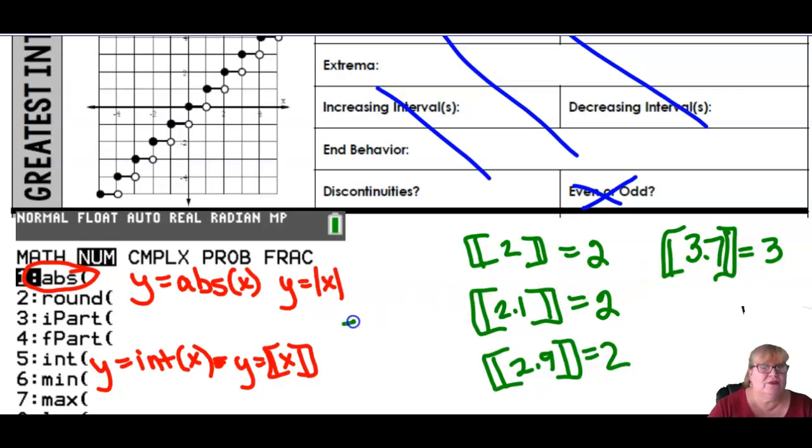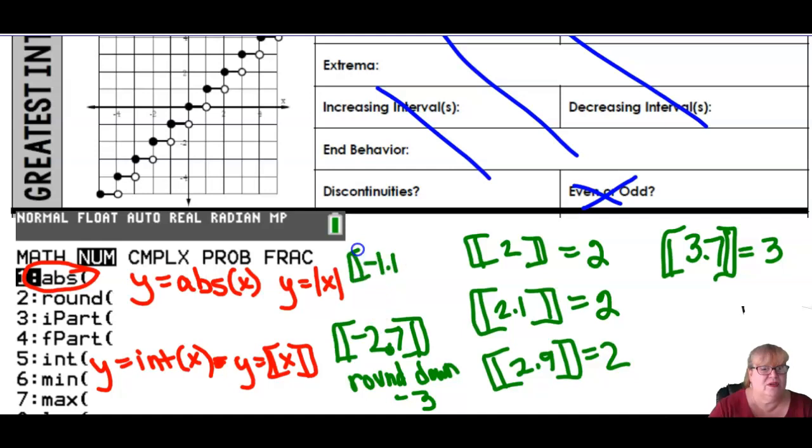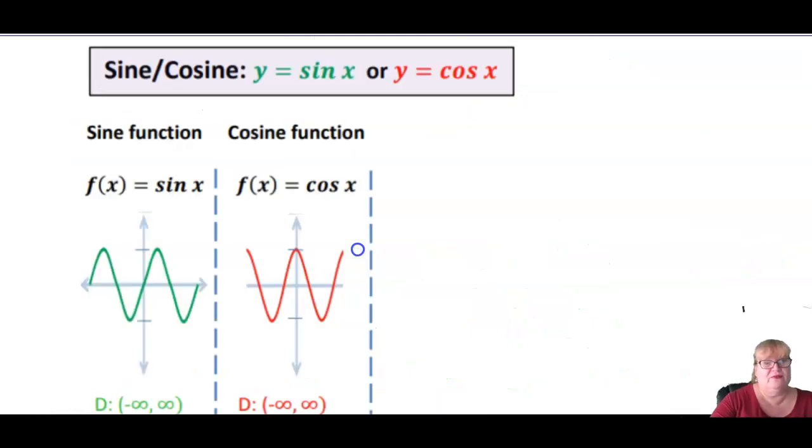Now we get a little tricky when we do negative numbers though, because -2.7 rounds down, which means left. So this rounds down to -3. So be real careful if they're negative, okay? So -1.1 actually rounds all the way down to -2. All right, I'd rather talk about that than all the goofiness of the graph.